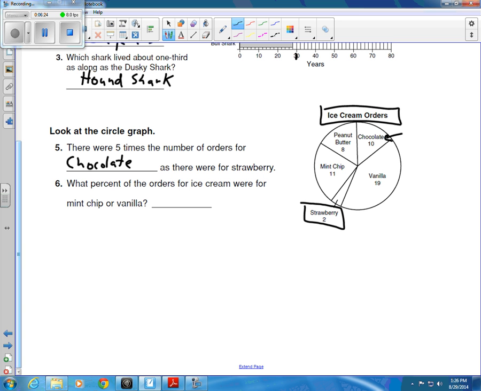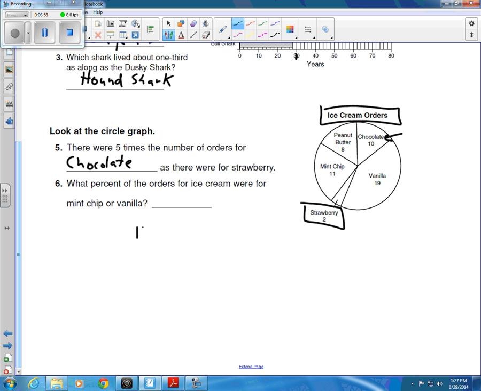Last question is a little tricky. What percent of the orders for ice cream were mint chip or vanilla? Well, let's see here. We haven't talked a lot about statistics, but "or" means we can accept either one. If I say that I would eat ice cream if it were mint chip or vanilla, and I randomly pick some of this ice cream, I would know that I would accept either mint chip or vanilla. So really what "or" means in terms of statistics is adding. So I'm going to add my mint chip and my vanilla together.